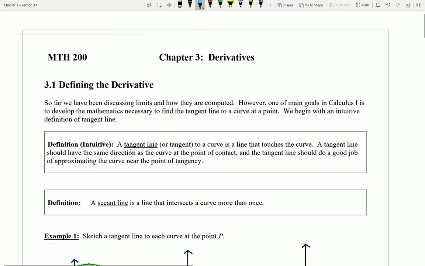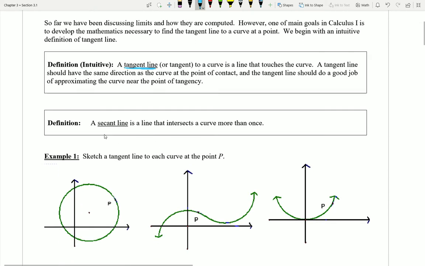Okay, so we're going to try to visualize tangent lines in blue today and see how this compares to another definition, which is for a secant line. A secant line is a line that will intersect a curve more than once. Okay, so let's try to see here how these two things compare. In example number 1, I'm going to try to sketch a tangent line to each curve at the point P.